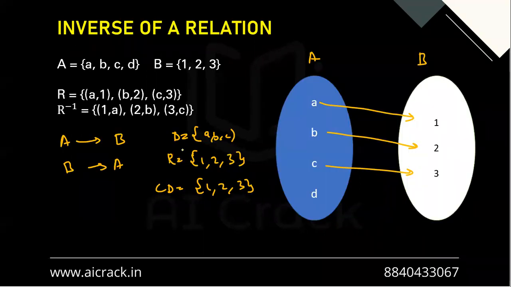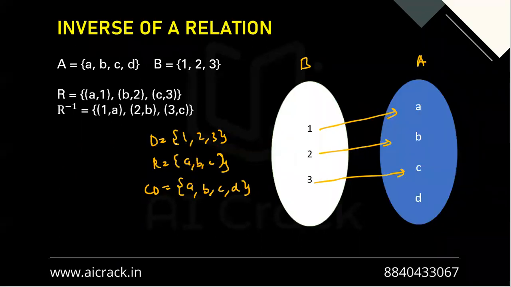In case of the original relation, domain was a, b, c and range was 1 to 3. In this case, domain is 1 to 3 and range is a, b, c. So this is valid for even functions. We'll study about that later. But this is true for every relation. Domain and range get swapped, and for the codomain you can just find the other set, the one which is being defined.